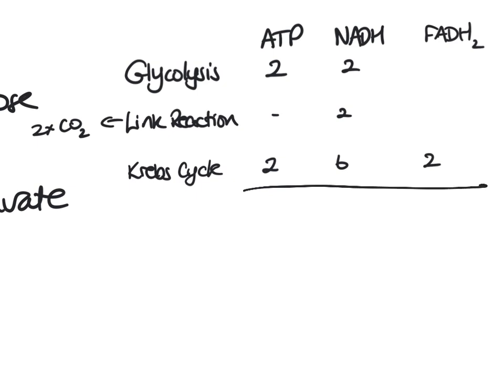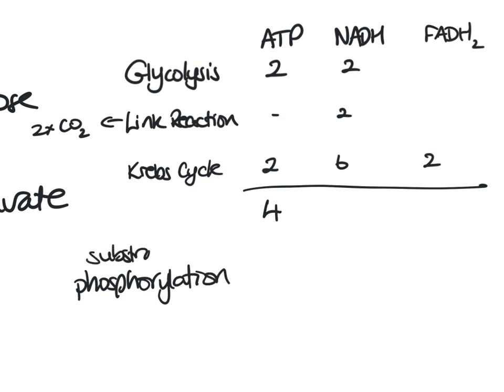Now, if we look at the amount of ATP, we're only getting 4 molecules of ATP made. And we call that substrate level phosphorylation. Phosphorylation is adding a phosphate group. Okay, so quite often that's called substrate level phosphorylation. Okay, we've got 10 of these and we've got 2 of these.